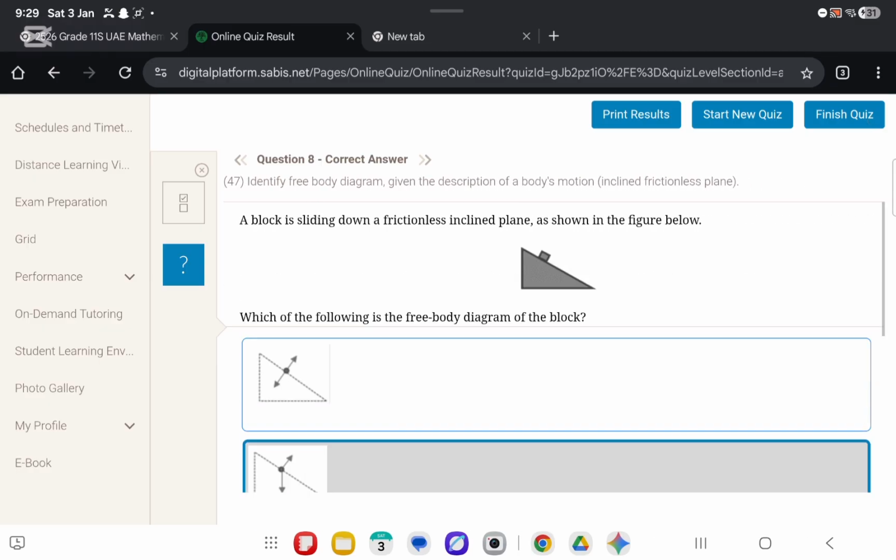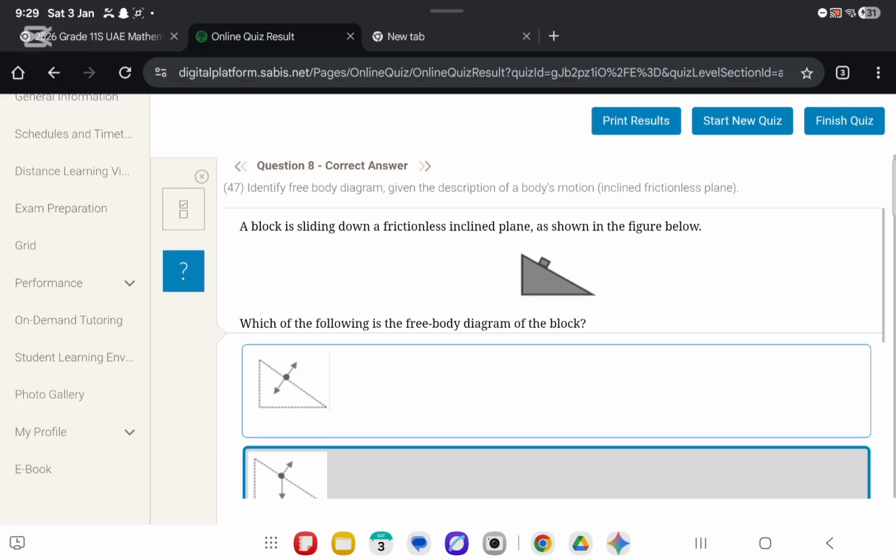Question 8. A block is sliding down a frictionless inclined plane as shown in the figure below. Which of the following is the free body diagram of the block? Okay, so here you only have two forces, right? They didn't tell you it's being pushed. They told you it's sliding like this by itself. Now, what is this? This is due to the x component of the weight, right?